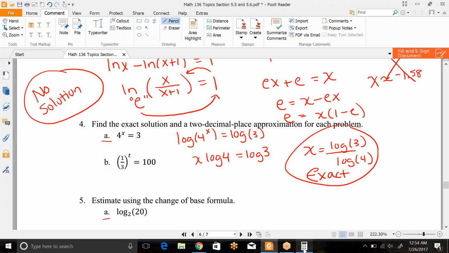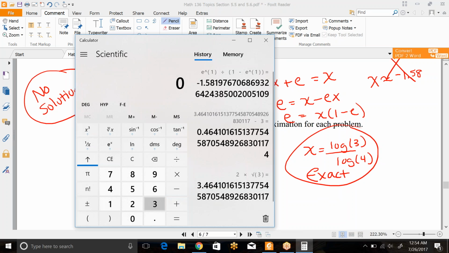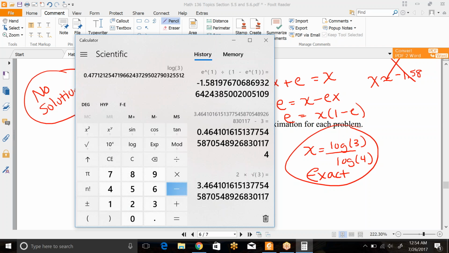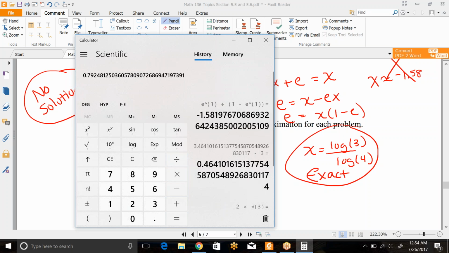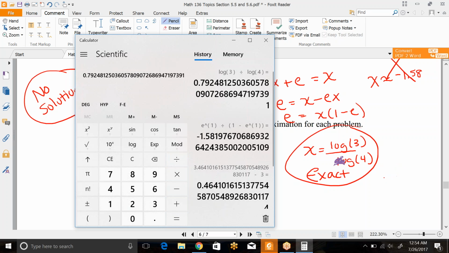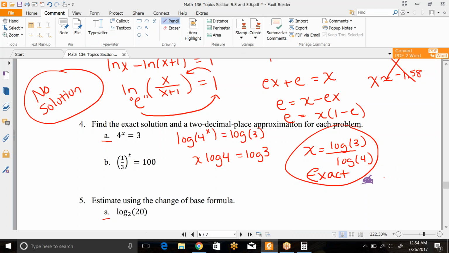The approximation you find by doing this on your calculator. So log 3 divided by log of 4 is 0.79. So approximately 0.79.